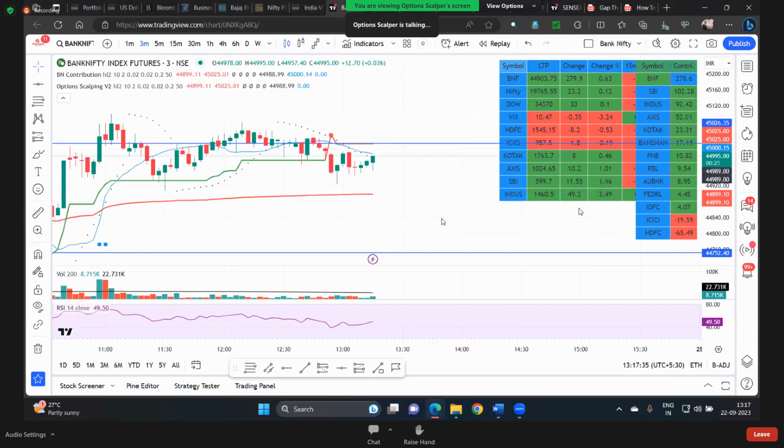Clear? We will take a break and then we are going to look at the golden crossover strategy. Guys, the Bank Nifty contribution indicator, we have not released it. We will let you know once we do.